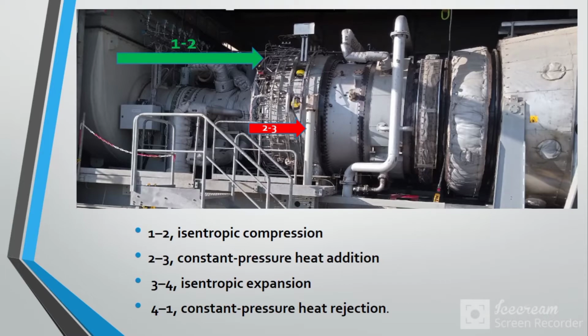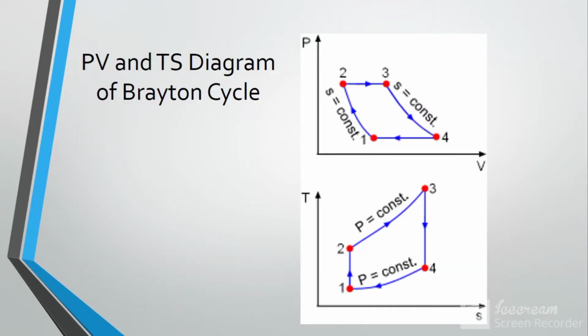Third process is isentropic expansion. So this takes place in the power turbine module. The fourth one is heat rejection. So it is actually the exhaust of the gas turbine. Now I will explain how to draw its PV and TS diagram.